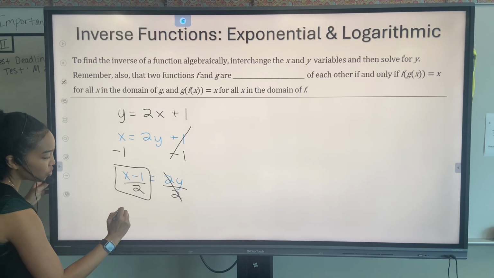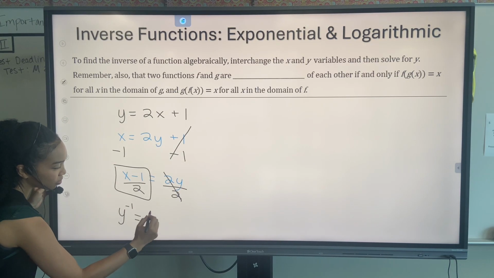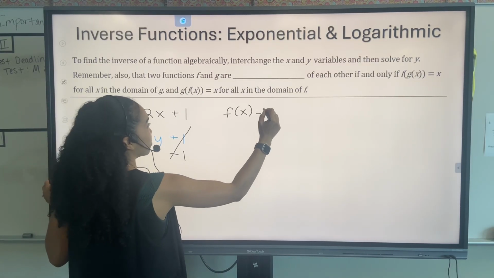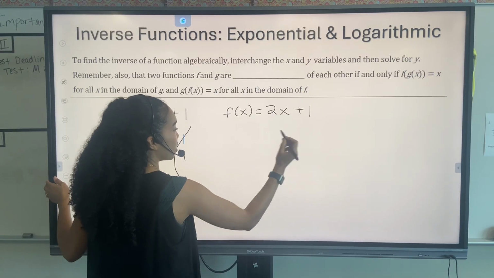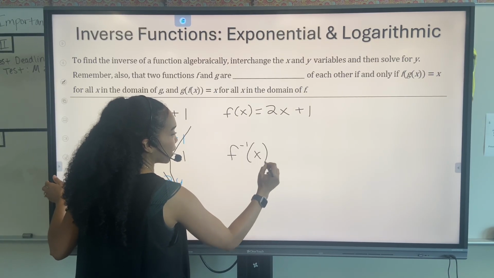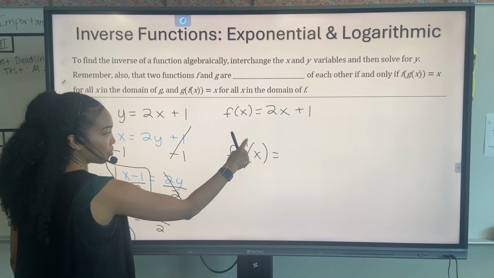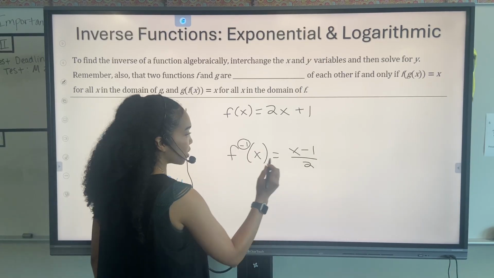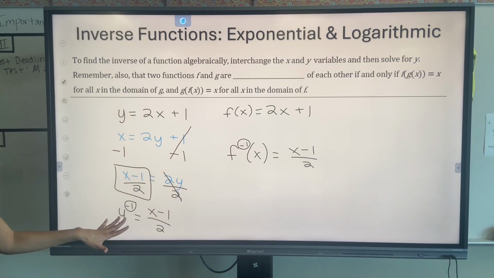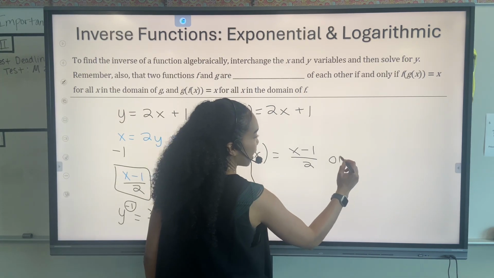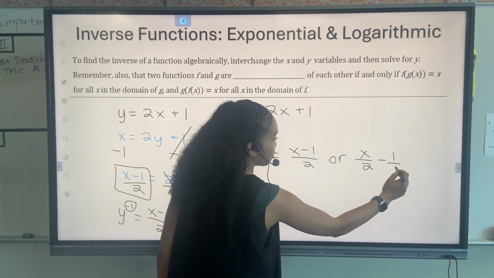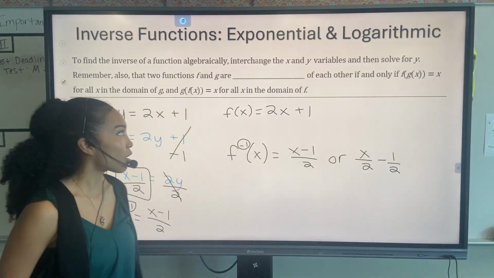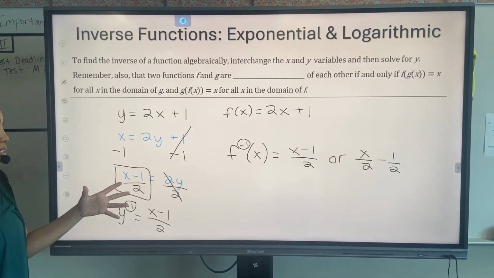So the way you write inverse, you can do the little inverse symbol. Or if you had f of x in the beginning, say it was f of x equals 2x plus 1, then you would write the inverse symbol like this, f inverse. The little inverse symbol is a negative 1 exponent. Okay, so that would be your inverse. All right, now, you could also write this as x divided by 2 minus 1 over 2. These are the same things, okay? You can split them up. All right, so that's how you find the inverse algebraically.